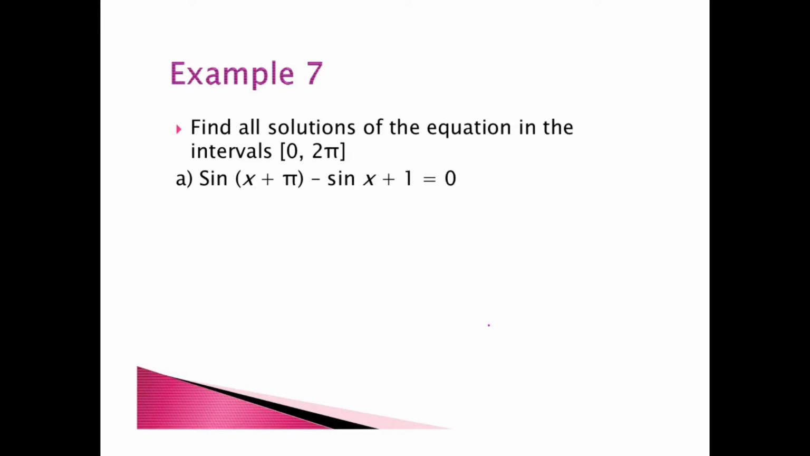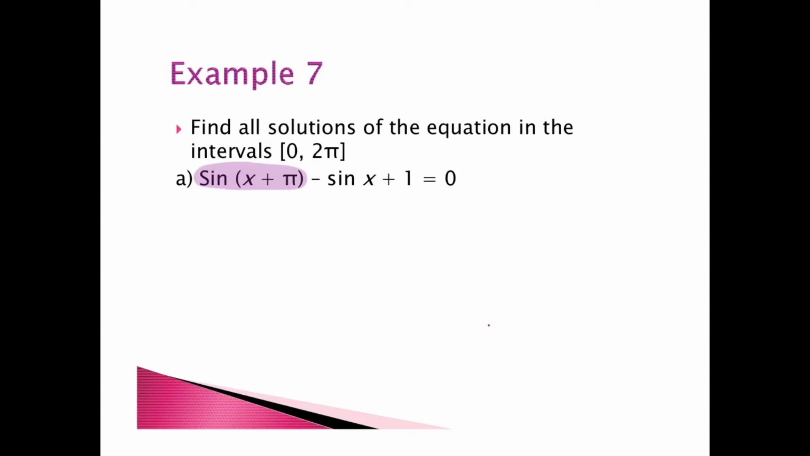So the first thing we're going to do is find all solutions of the equation in the interval 0 to pi. So this one says sine of x plus pi minus sine of x plus 1 equals 0. So hopefully you can see that this is one of your sum problems. If I take the sum of x plus pi and use the sum equation, the pattern is sine, cosine, cosine, sine.